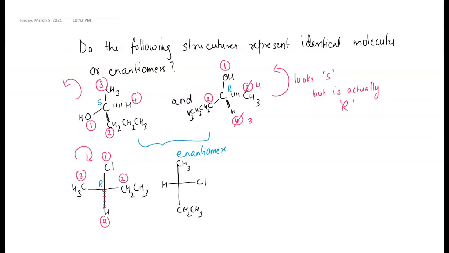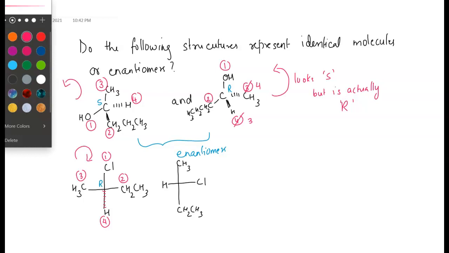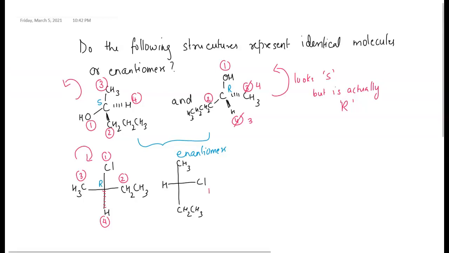Now in this case, let's do the priorities again. We have chlorine still as number 1, this as number 2, this as number 3, and hydrogen as number 4. Now we are going from 1 to 2 to 3. However, remember, hydrogen is in the horizontal bond, right? So it looks like we are going 1 to 2 to 3 R, but it's actually the S configuration, okay? Because hydrogen is in the horizontal bond, which means it's coming out.